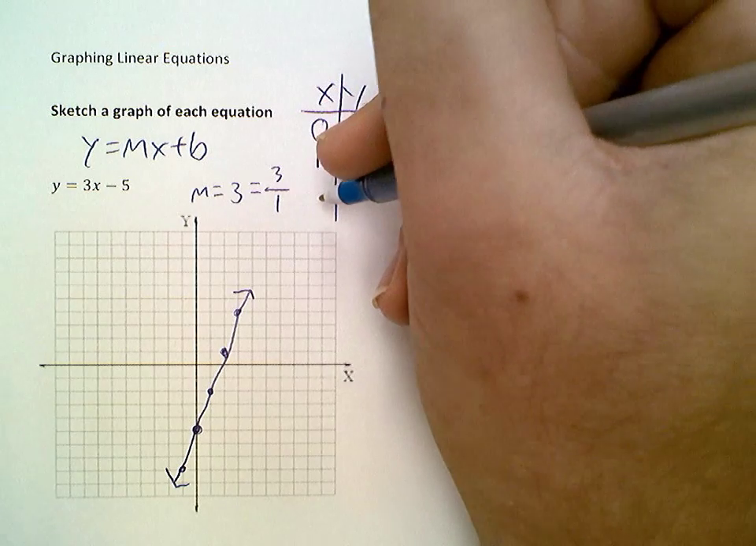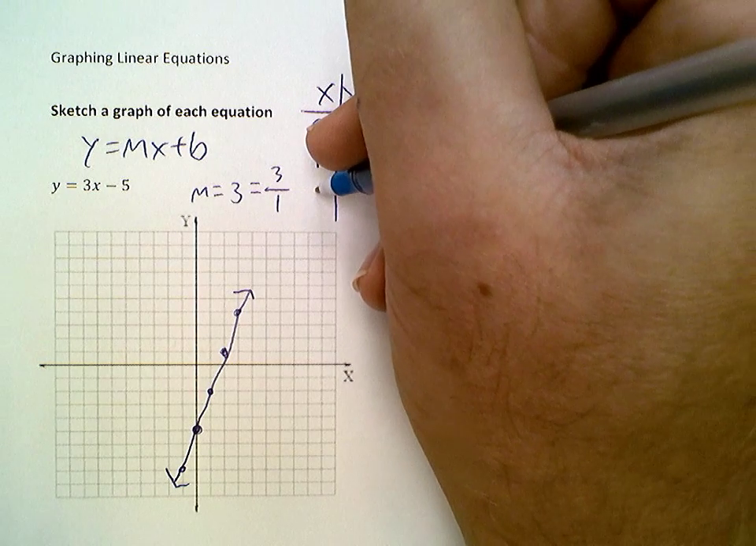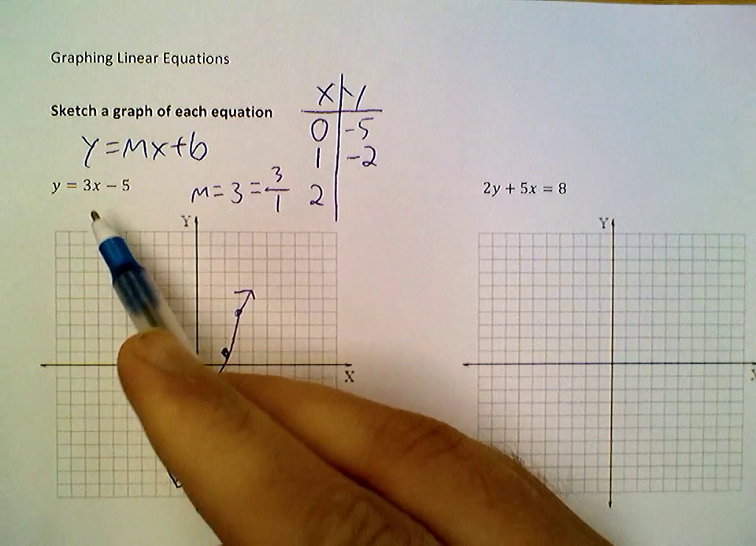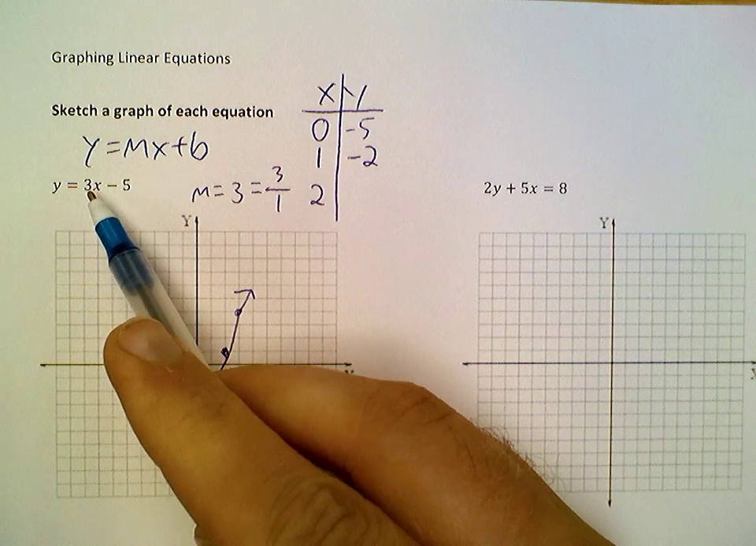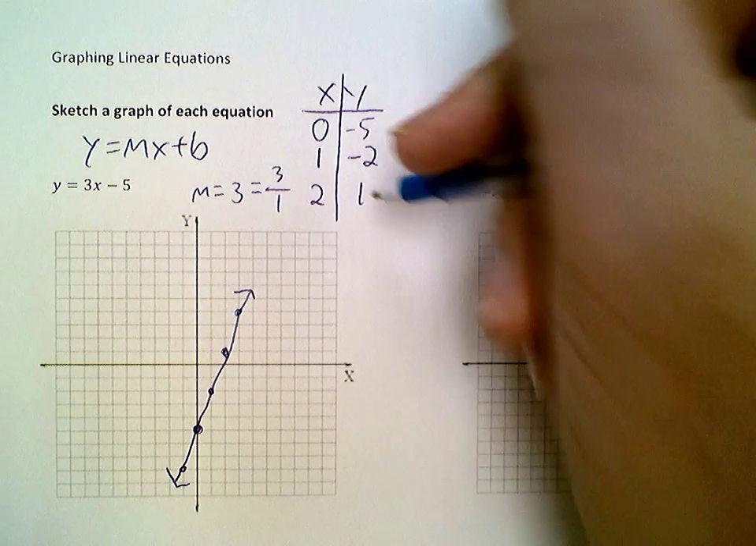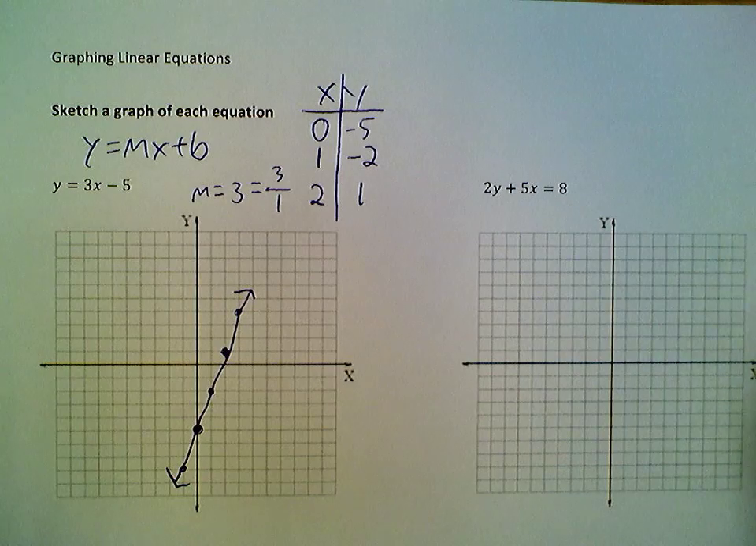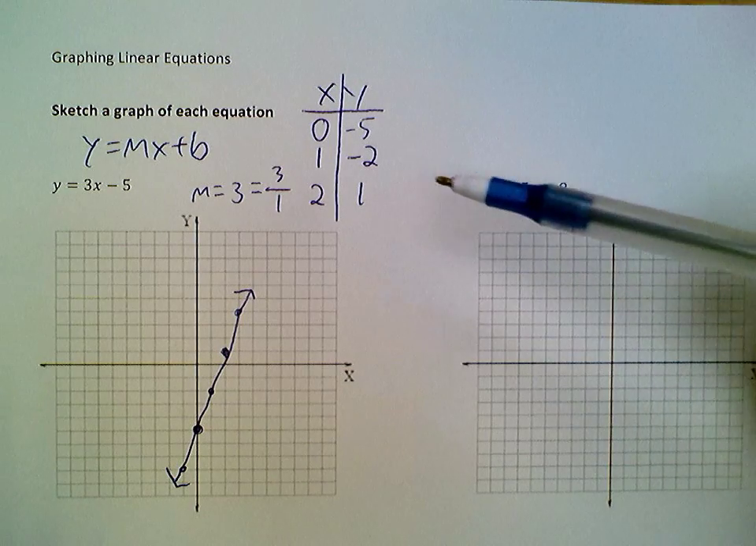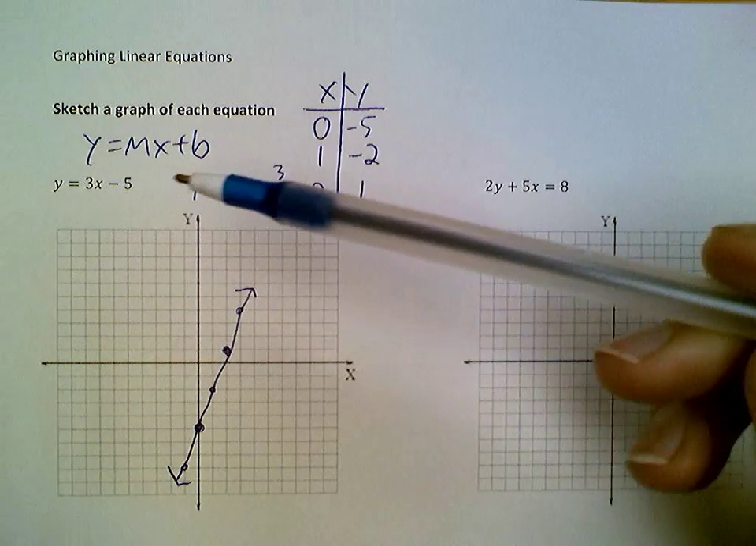Or if I put 2 in for x, y equals 3 times 2, which is 6. 6 minus 5 is 1. So 2, 1 is also a point I already have graphed. So an XY table is always an option, but if it's in slope-intercept form, that's probably the easiest way to graph it.